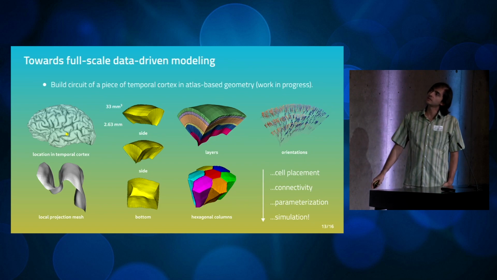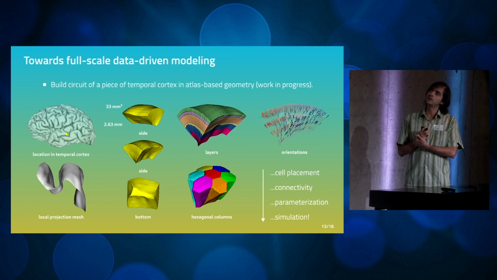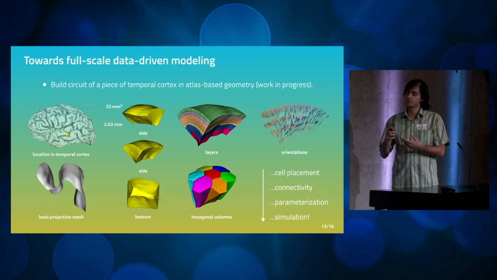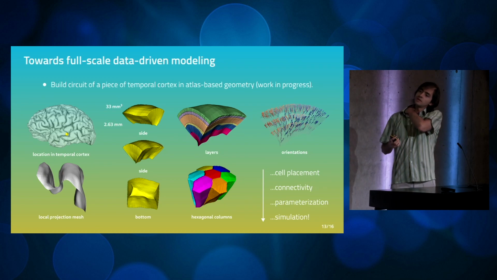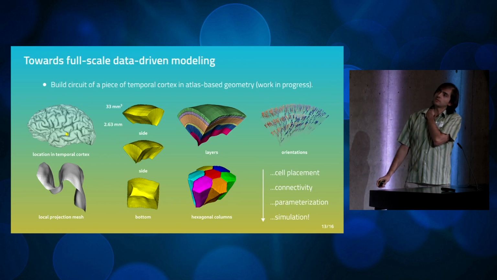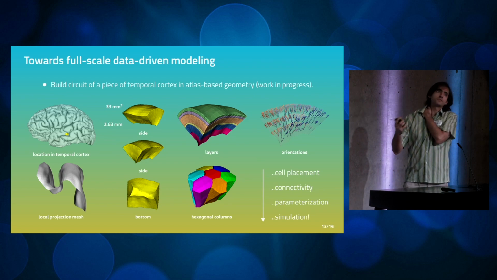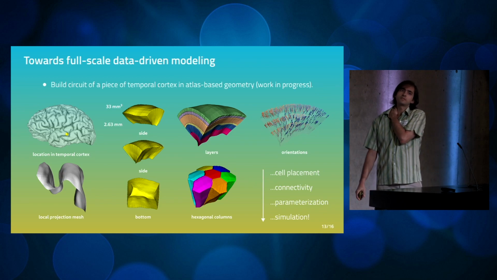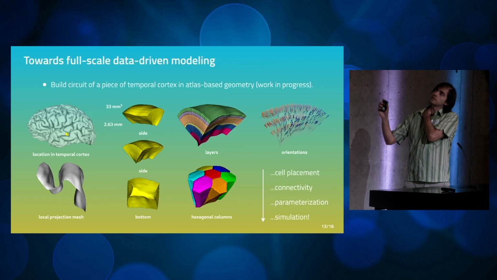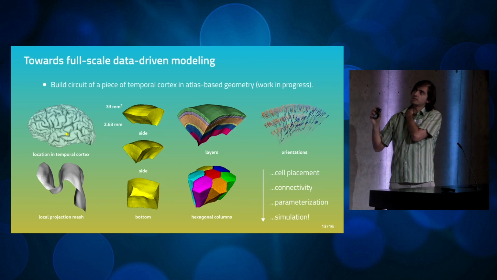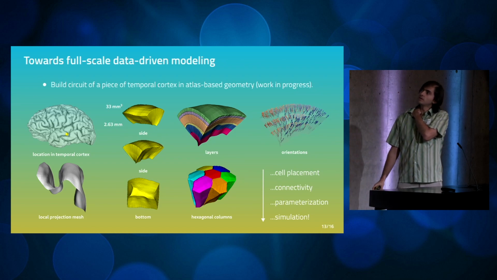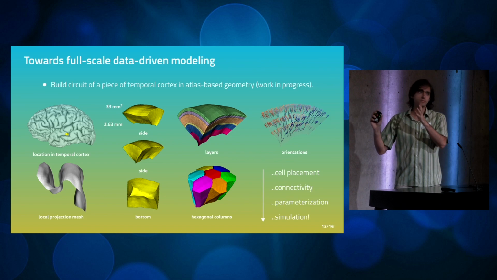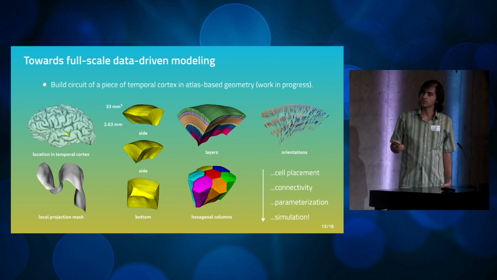Now the next thing that we want to try is, now that we have this atlas geometry, we can start doing the BlueBrain pipeline for building circuits. So I just extracted a chunk of the temporal cortex, and because we have data on temporal cortex, we have electrophysiology, cell densities, etc. we're going to try and build a biophysically detailed model of this piece of temporal cortex using this atlas geometry as a basis. This is still a work in progress.